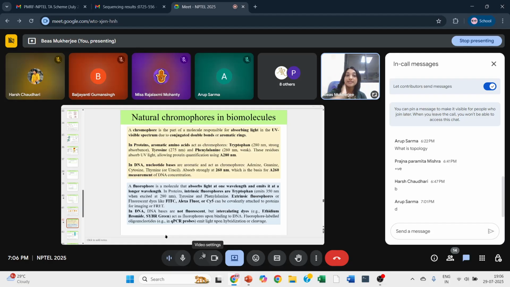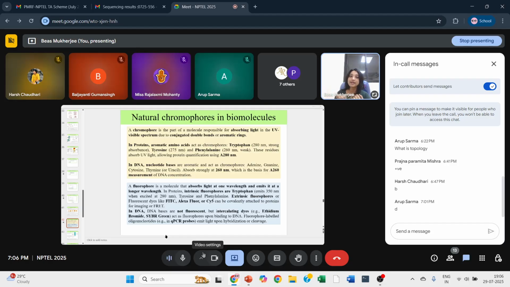Now, one interesting thing is that the amino acids in proteins can naturally act as chromophores. So what is a chromophore? It is a part of a molecule responsible for absorbing light in the UV visible spectra. So UV visible means the visible region in the spectra plus the UV region, due to conjugated double bonds in the aromatic ring. Now if you remember the structure of tryptophan, tyrosine and phenylalanine, there was this single bond, double bond, single bond, double bond. This is called a conjugated double bond structure in the aromatic ring. Because of this, they are able to absorb light in the UV and visible region of the spectra. So in proteins, these aromatic amino acids are called chromophores.